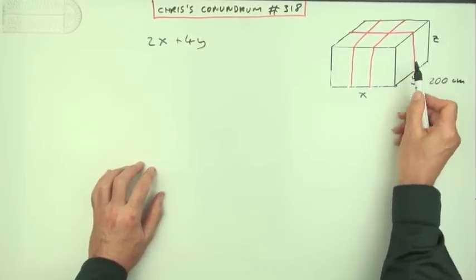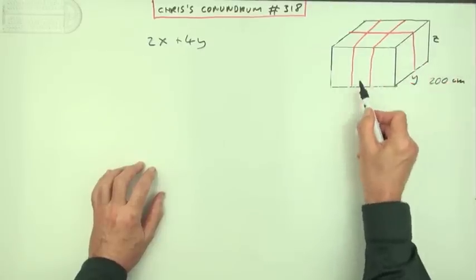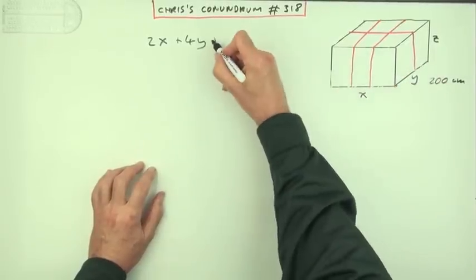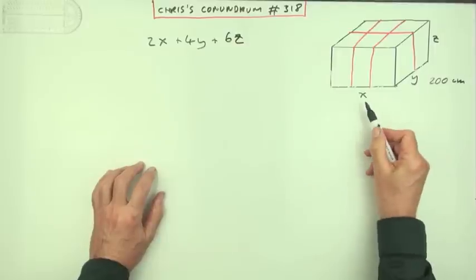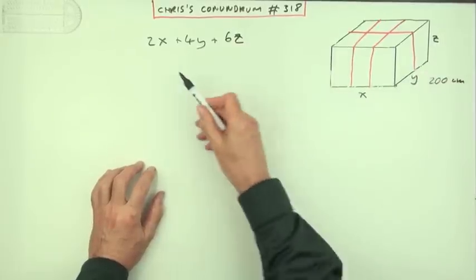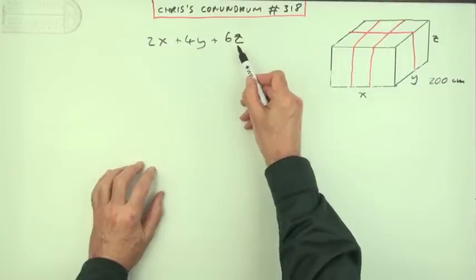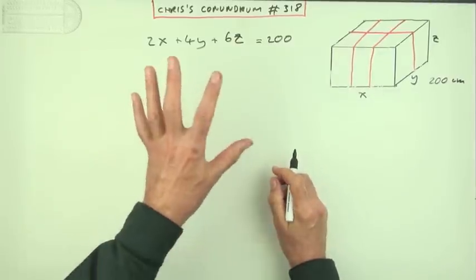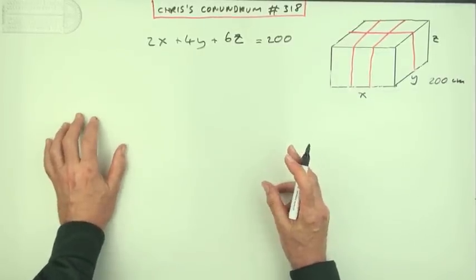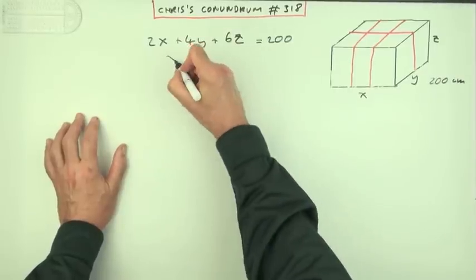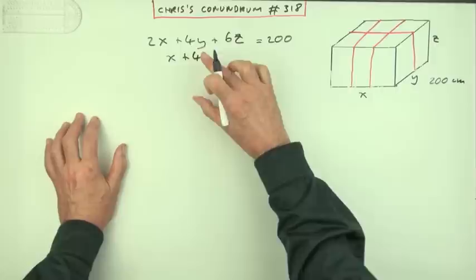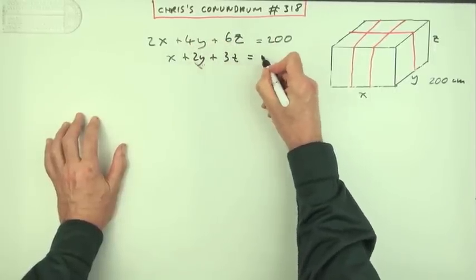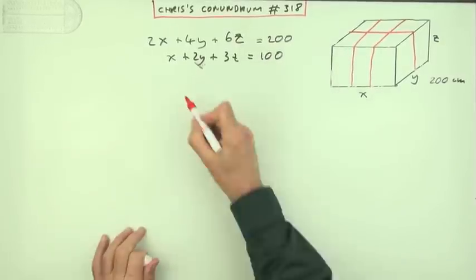And Z being the verticals, there's quite a lot of them. There's 1, 2, 3, then the other side, and then the 2 in the back, that's 6 of Z. Whatever the dimensions of X, Y and Z are, 2 of X and 4 of Y and 6 of Z have to make 200, if you want to use it all, which I presume you would, to get the biggest volume. But I can simplify that. So it's X plus 2Y plus 3Z equals 100.